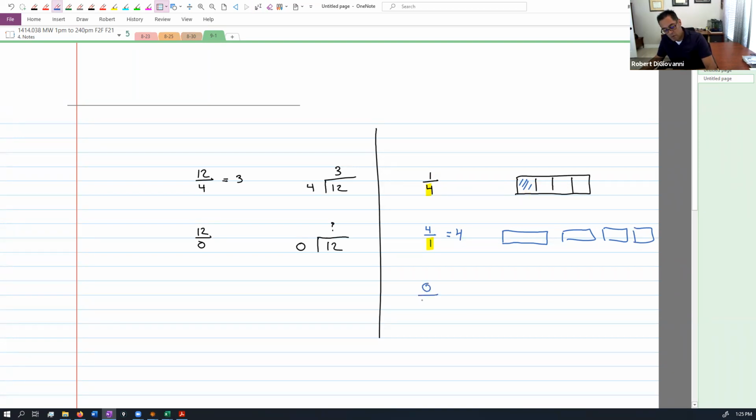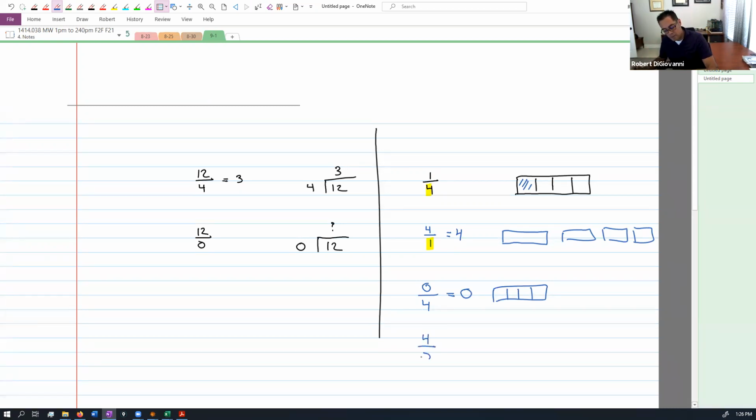If I put 0 over 4, then I cut a candy bar into 4 equal pieces and take how many of them? None of them. So how much do I have? Nothing, right? So 0 on top is not a problem. It's like cut it up and then take nothing. So you walk away empty-handed.